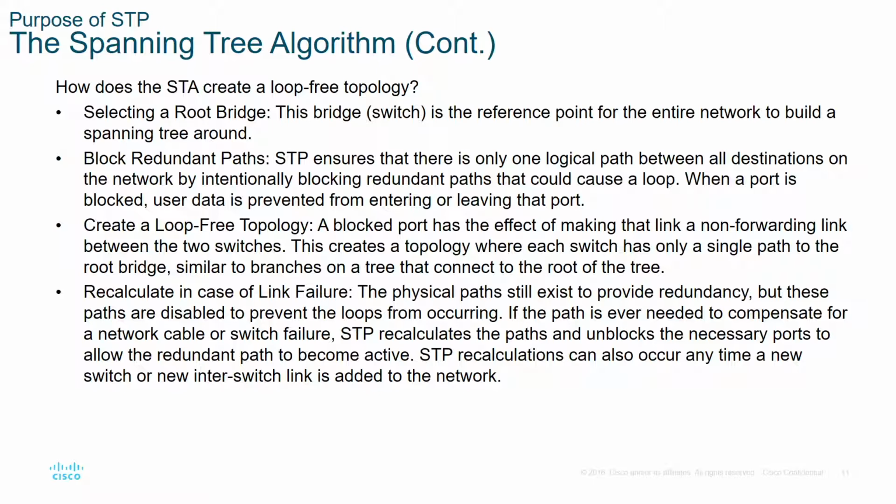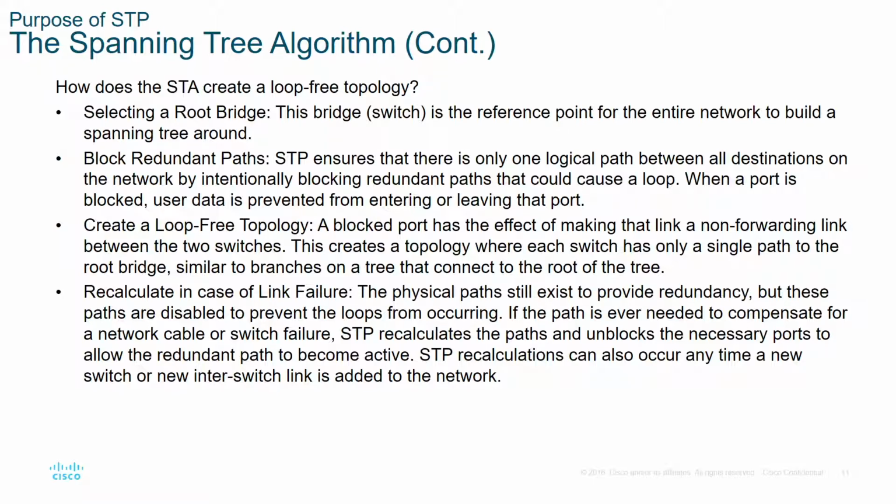Blocking redundant paths. Spanning tree protocol ensures that there is only one logical path between all destinations on the network by intentionally blocking redundant paths that could cause a loop. When a port is blocked, user data is prevented from entering or leaving that port. Now, this is a very key process that STP does by blocking a particular pathway and unblocking it. It allows for access to that particular port to the network, and hence it controls the pathways that are allowed within that network.